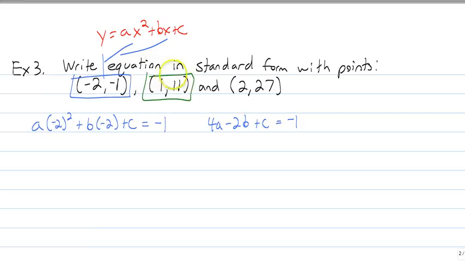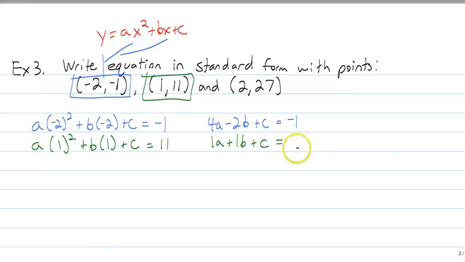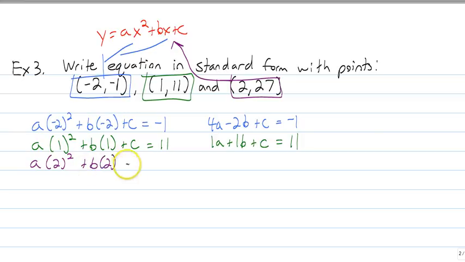The second point, 1 and 11, let's put that one in. A times 1 squared plus b times 1 plus c is equal to 11. So that comes out to be 1a plus 1b plus c, or 1c, equals 11. And now we can use the third point, 2 and 27, and again we're plugging this into this equation. So a times 2 squared plus b times 2 plus c is equal to 27. So this becomes 4a plus 2b plus c is equal to 27.